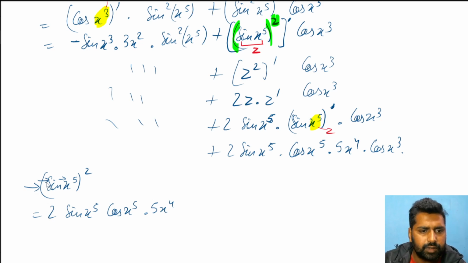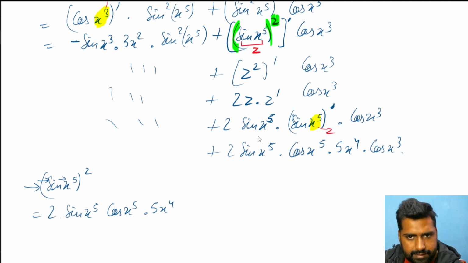Start from outside. Whatever is outside, do the differentiation of that and copy everything else as it is. But it has a limitation: you have to understand why I've written 2 sine x raised to power 5, not 2x. For that, these are the fundamentals.